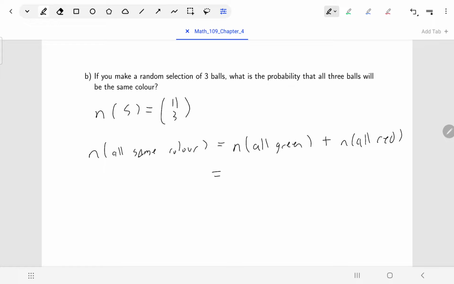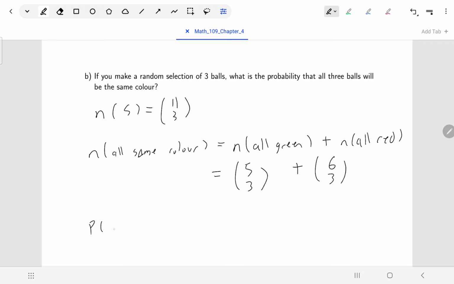If we're selecting all green marbles, then there's only one thing to do there, which is out of the 5 green marbles, I'm going to select 3 of them, so 5C3. And if I'm going to select the all red marbles, then again, there's only one thing to do, which is out of all the red marbles, select 3 of them.